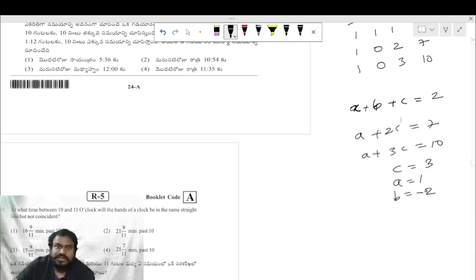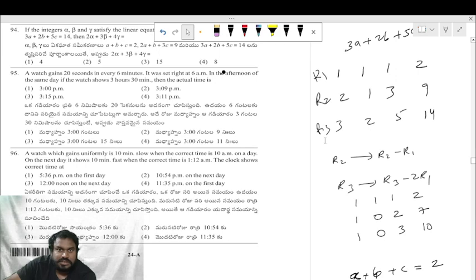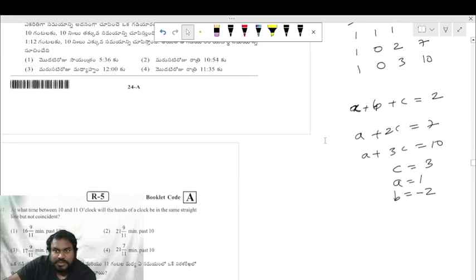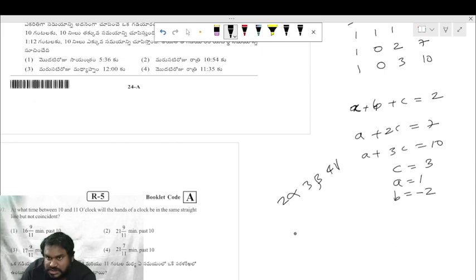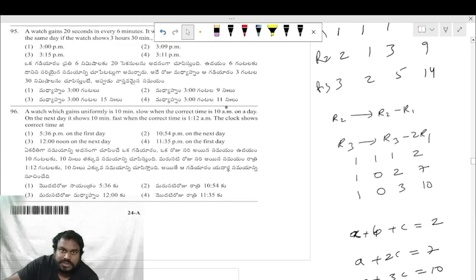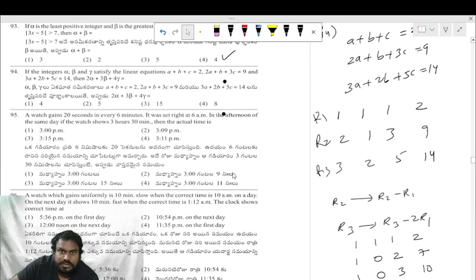So now we got all the values. Once you got all the values, what is asked? 2 alpha, 3 beta, 4 gamma. It means 2 into 1, 2, 3 into minus 2, minus 6, 4 into 3 is 12. 14 minus 6, 8. 8 is the answer. Which option? Fourth option.